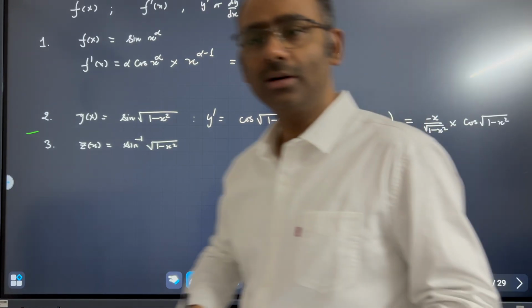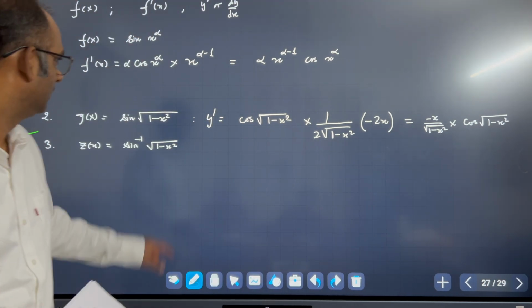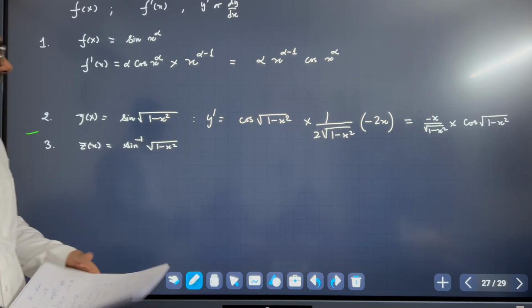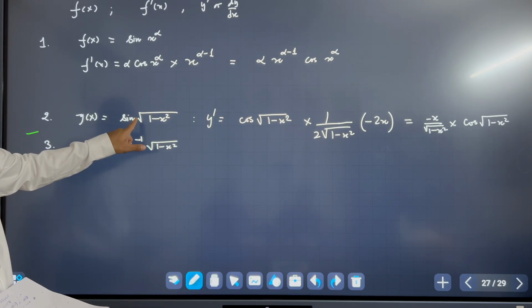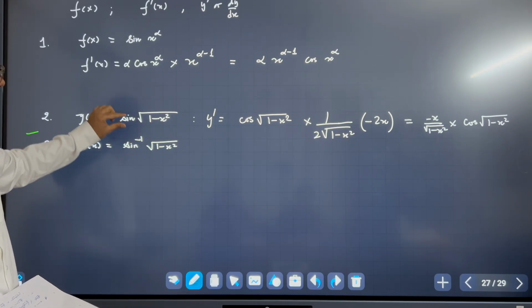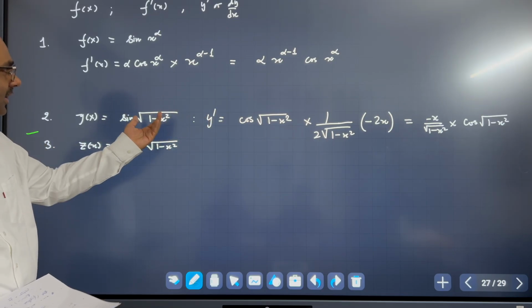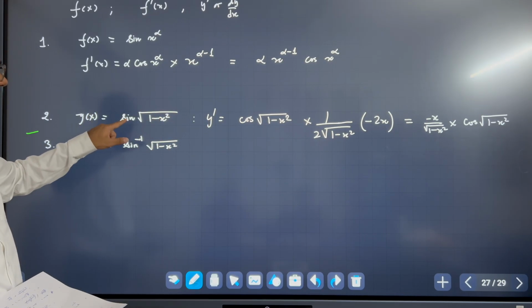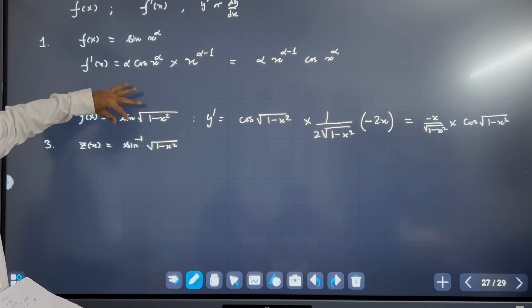Is this correct or do you get something else? Where did the minus 2x come from? Differentiating this, x square. Suppose you had just sine of 1 minus x square. Then when you differentiate, you will get cos of 1 minus x square. Then the derivative of 1 minus x square gives you minus 2x. But now you have sine of square root of 1 minus x square. So when you differentiate this, you get a cos.